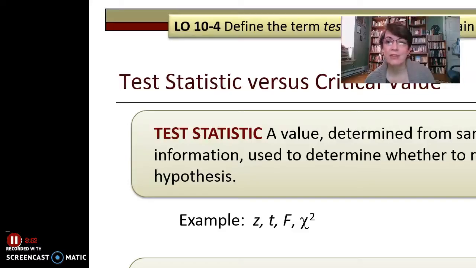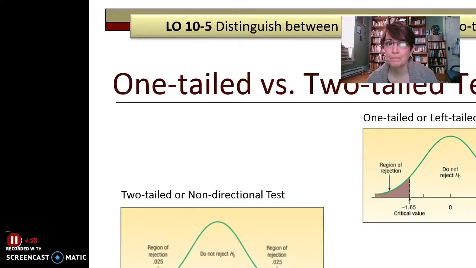The test statistic versus the critical value. Our test statistic is going to be determined from the sample information. We've done this before. And the critical value is the dividing point between the region where the null hypothesis is rejected and the region where it's not rejected. This will look familiar to you because we're going to be using that T and Z score again. And we're going to be drawing our picture and looking at different areas. So we're going to look at the dividing line, reject on one side and do not reject on the other side. That's what our critical value is going to be talking about.